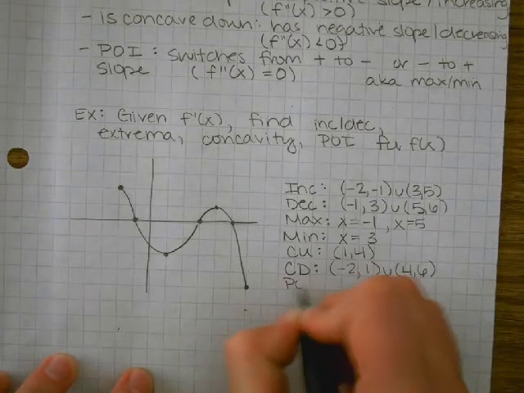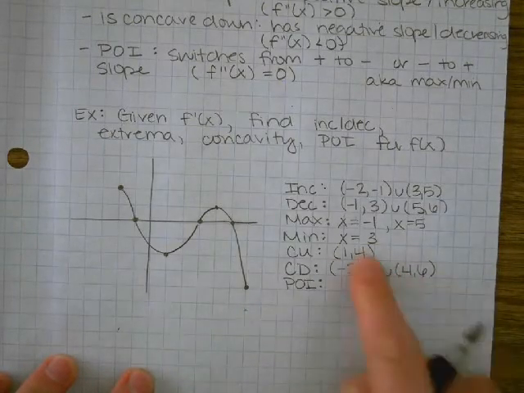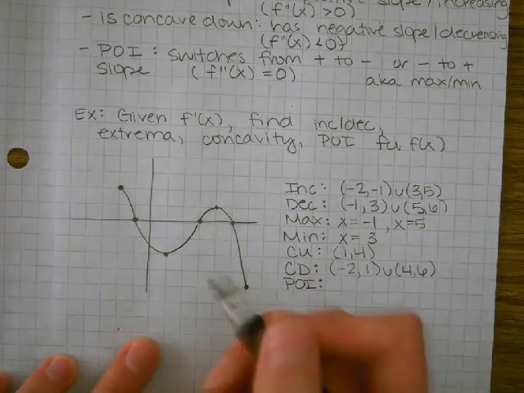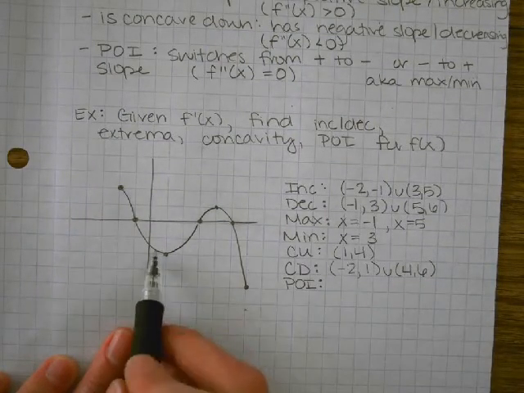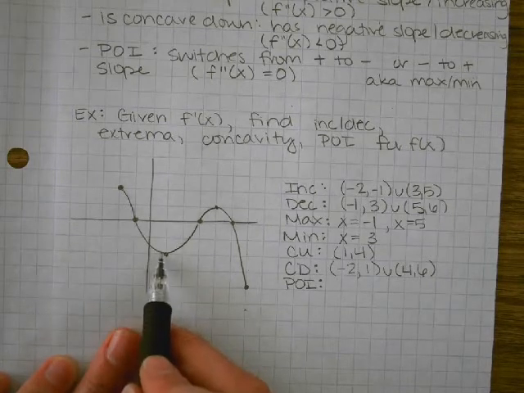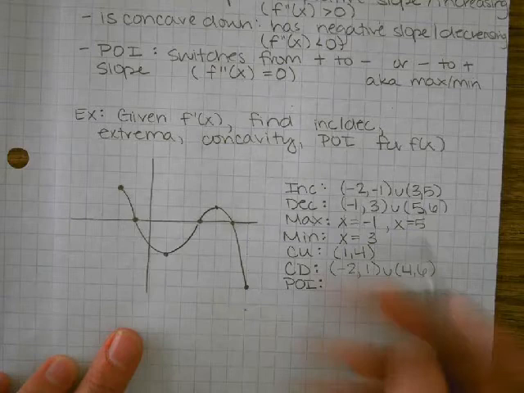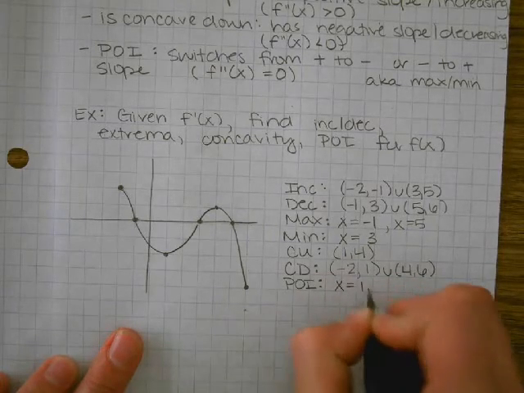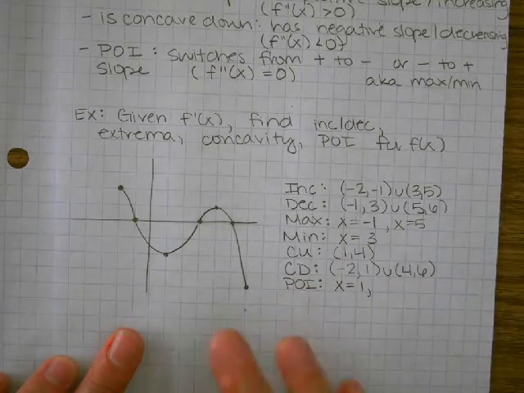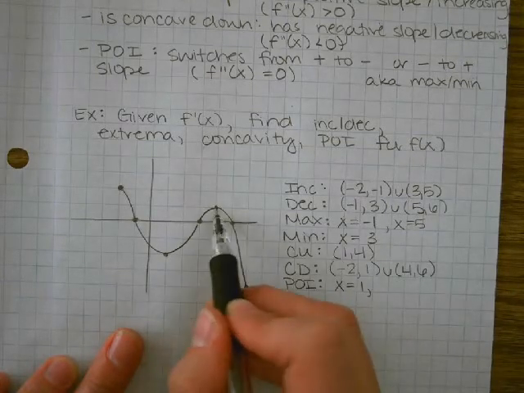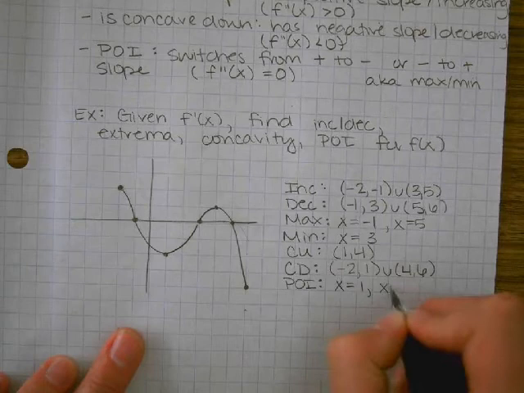And then the point of inflection, again, just like the max and the min, I can't write the actual coordinates for that, but I can write the x value. So I can see it switches from a decreasing slope to an increasing slope at x equals 1, so that's a point of inflection. That's where the concave up and concave down switch. And then here it's increasing to decreasing, and so the other point of inflection would be x equals 4.